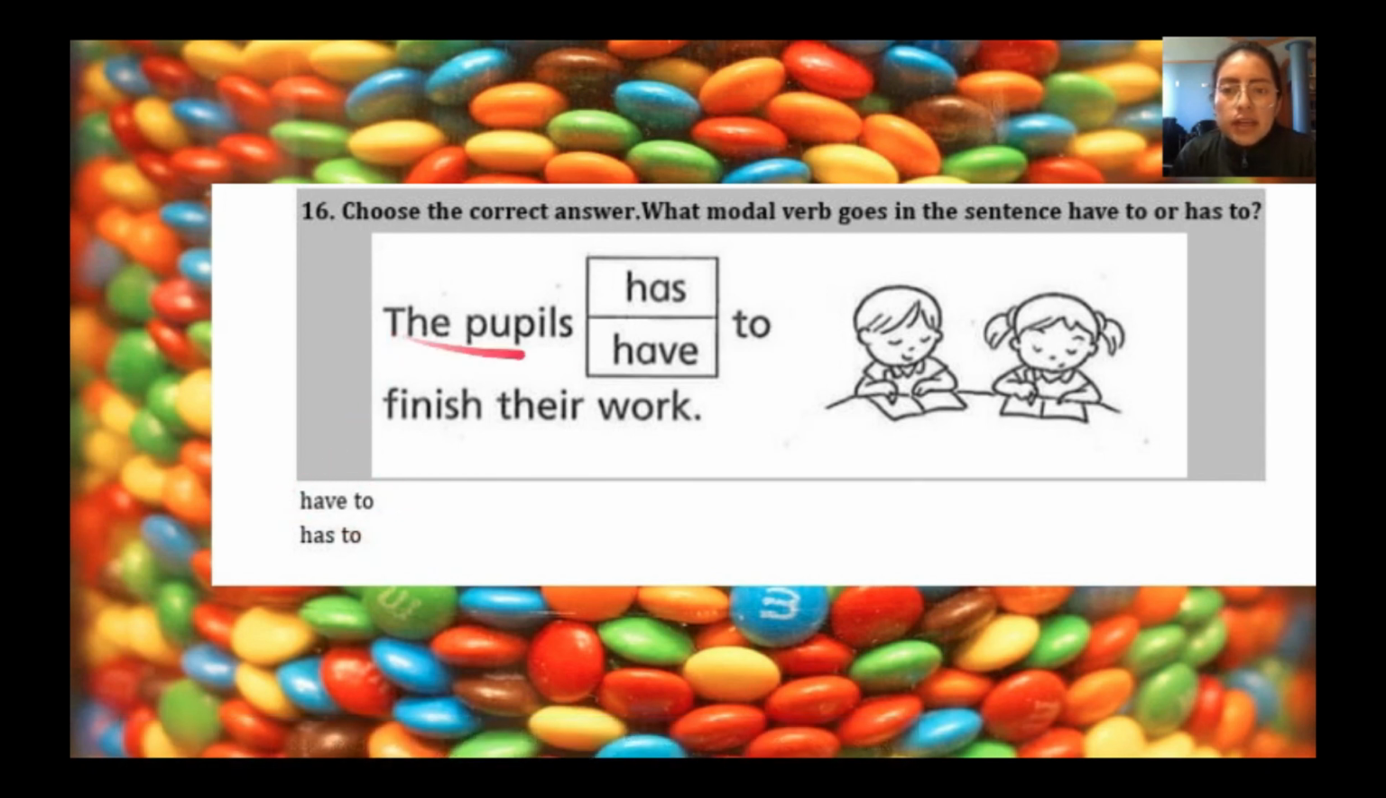Excellent, because in the sentence we are talking about a lot of people. For this reason, you have to use have. Excellent. Only with the third person, you have to use has. Solo con la tercera persona, he, she, and it, ocupamos has. En este caso, como hablamos de muchos, ocupamos have.